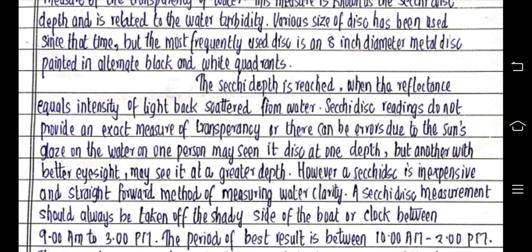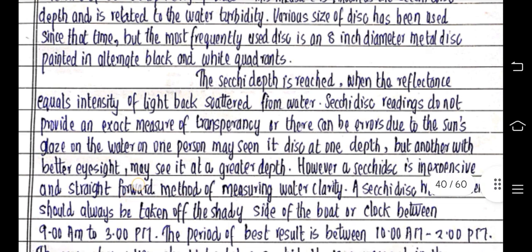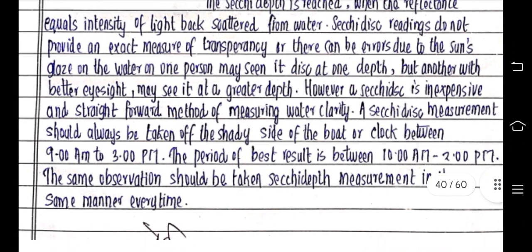Secchi disc readings do not provide an exact measure of transparency, as there can be errors due to the sun's glare on the water, or one person may see a disc at one depth, but another with better eyesight may see it at a greater depth. However, a Secchi disc is an inexpensive and straightforward method of measuring water clarity.